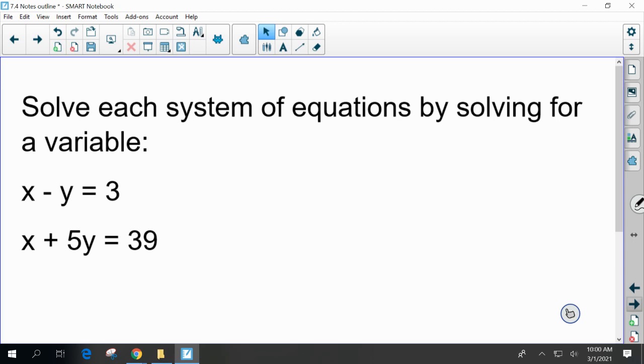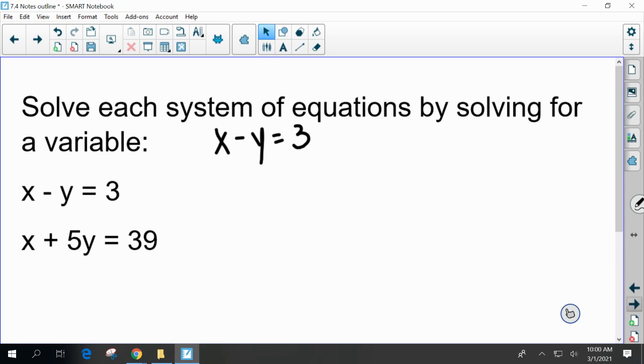This one looks a little different because we don't start out with a variable already isolated. So we have to isolate a variable. My choice would be to isolate one of the variables that doesn't have a coefficient. A coefficient means a number in front. So either of these two x's would be easy to isolate. I would probably just go for the top equation because it doesn't really have a bunch of numbers to work with. So x minus y equals 3.